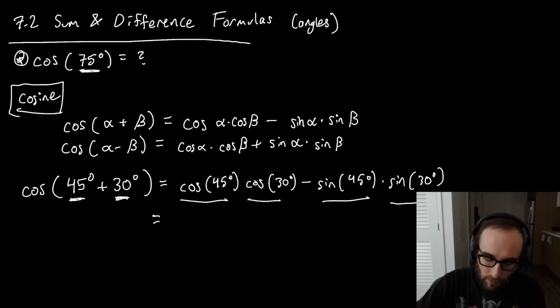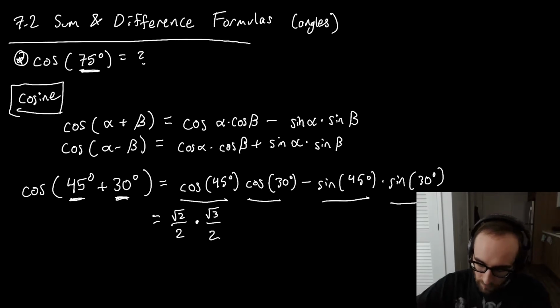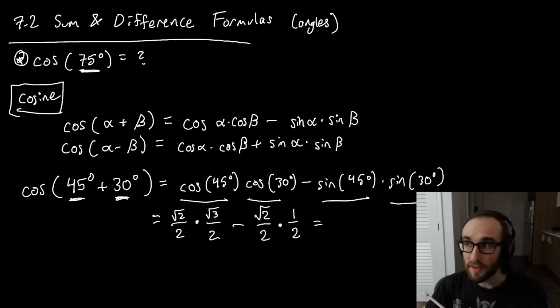So cosine of 45 degrees, we know that is root 2 over 2. Cosine of 30 degrees, we know that is root 3 over 2. Minus sine of 45 degrees, root 2 over 2. Sine of 30 degrees is going to be 1/2. And then from there, we just simplify.